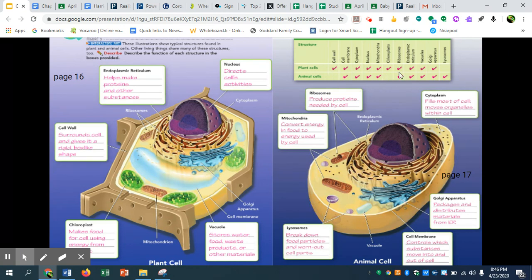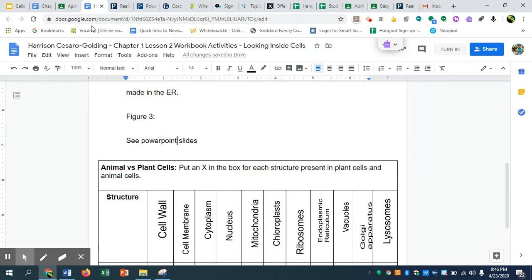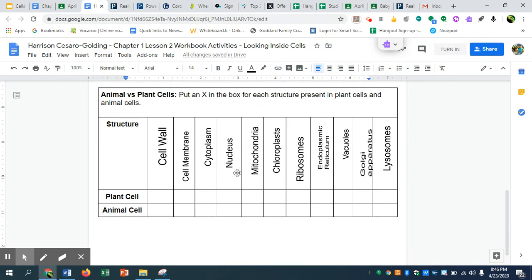The second activity here is to put an X in the box for each structure that is present in plant and animal cells. So, for example, the cell wall. Do plant cells have a cell wall? Do animal cells have a cell wall? What I'm going to do is the first couple with you. Yes, plant cells have a cell wall. Animal cells do not, so leave that blank. Now, let's talk about cell membrane. Plant cells do have a cell membrane, and animal cells also have a cell membrane. So plant cells have these two structures while animal cells just have that one structure.